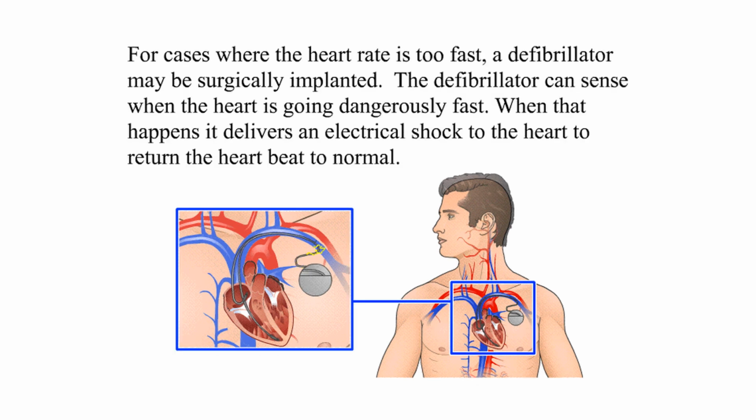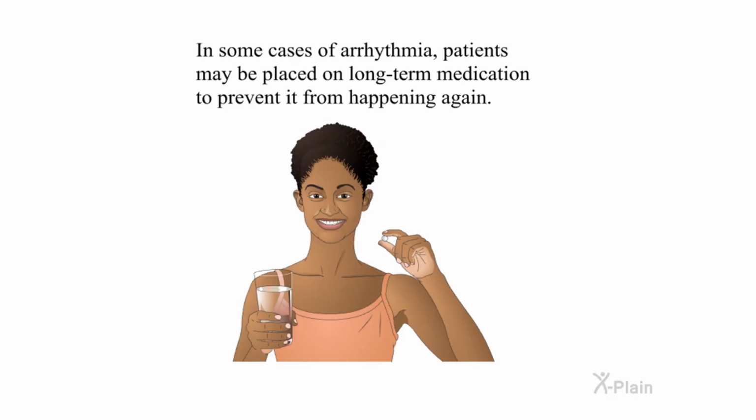For cases where the heart rate is too fast, a defibrillator may be surgically implanted. The defibrillator can sense when the heart is going dangerously fast. When that happens, it delivers an electrical shock to the heart to return the heartbeat to normal. In some cases of arrhythmia, patients may be placed on long-term medication to prevent it from happening again.